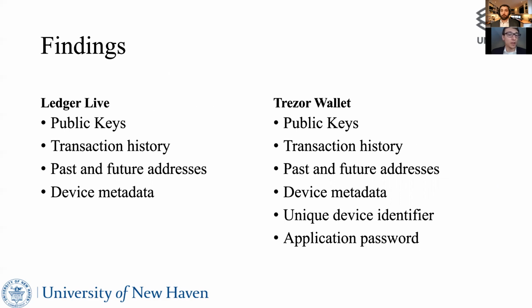And here's everything boiled down. These are the main things that we were able to get from each of the clients. For both clients, we were able to extract public keys, transaction history, past and future addresses, and unique device metadata. What that means is that with this information, we would be able to de-anonymize all past and future transactions using these wallets and the private keys that are stored on them, as well as link that unique device itself to that computer. And also with the Trezor wallet, the application password was found in memory in a predictable and extractable signature surrounding it.